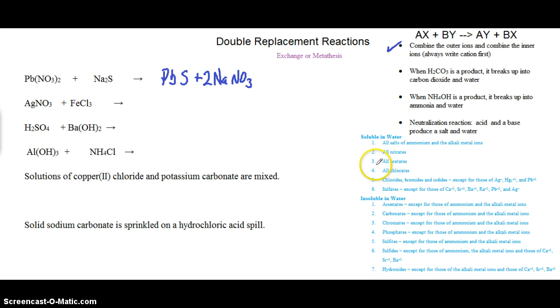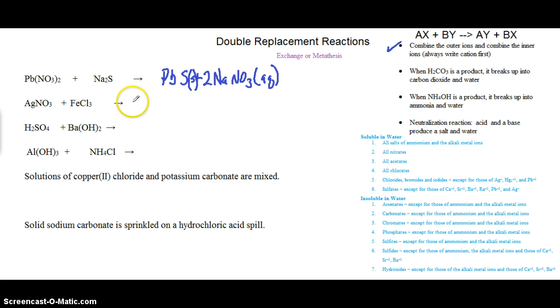However, my lead sulfide, if you'll look around, and oh, here's some sulfides down here, except for those of ammonium, the alkali metals, and calcium, strontium, and barium, you're going to find that sulfides tend to be precipitates. So what that means is this is going to be a solid, and I'm going to have to squeeze this in here, sorry about that, and then this you could list as still being an aqueous ion, and so then that would stay dissolved.